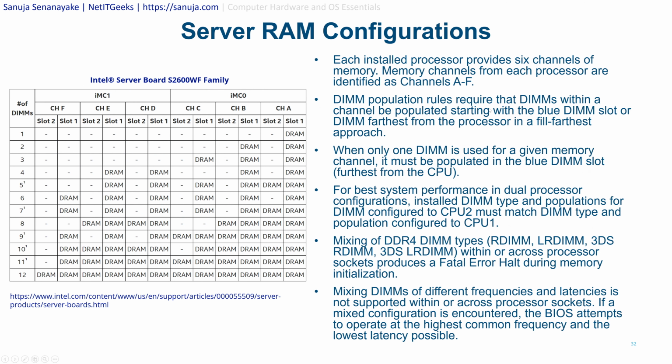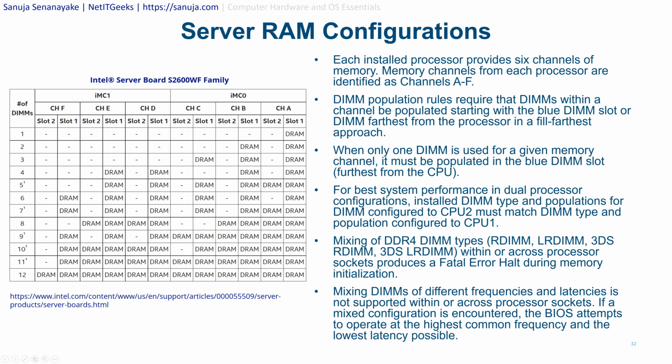DIMM population rules require that DIMMs within a channel be populated starting with the blue DIMM slot, or the DIMM furthest from the processor, in a fill-furthest approach. So Intel is using the standard approach to populating DIMMs, and they're giving you that information in their manual. When only one DIMM is used for a given memory channel, it must be populated in the blue DIMM slot furthest from the CPU. For best system performance in a dual processor configuration, install DIMM types and populations for DIMMs configured to CPU 2 that must match the DIMM type and population configured to CPU 1. So Intel is telling you how you can get the best performance in the dual processor configuration. Even the manufacturer gives you guidelines on that.